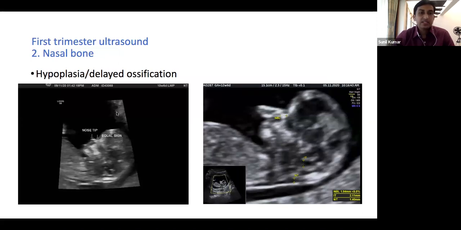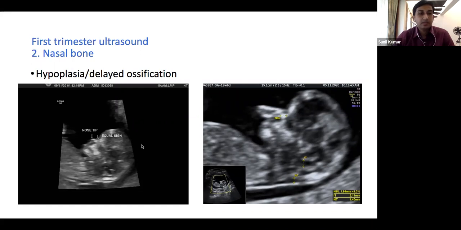Second component is the nasal bone. See, you see here an equal sign. This is the skin of the nose. It is not the nasal bone. Skin, tip of the nose. Here, this is the skin. Below that is the nasal bone. So this is how a good nasal bone should be seen. It's a nasal bone.